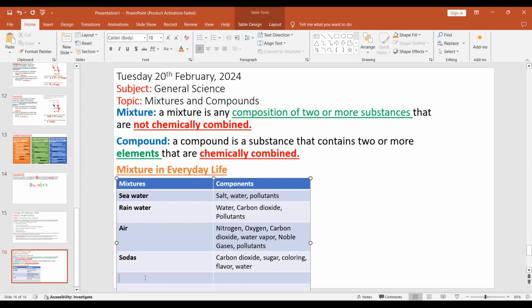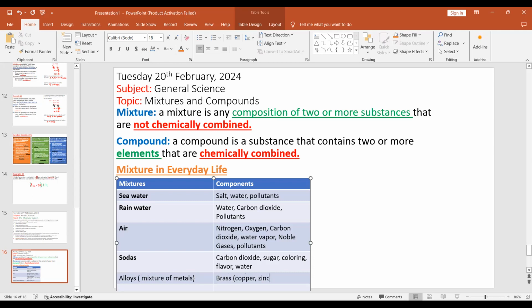The next one is what we call alloys. I don't know if you ever heard of alloys. A mixture of metals. Very good. So some alloys would be like brass. Brass is not a metal. Brass is a combination of metals, copper and zinc.